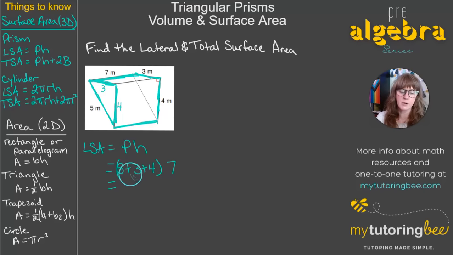So let's go ahead and calculate. So 5 plus 3 is 8, plus 4 more is 12. And then 12 times 7 is 84. So we have a lateral surface area of 84 meters squared.